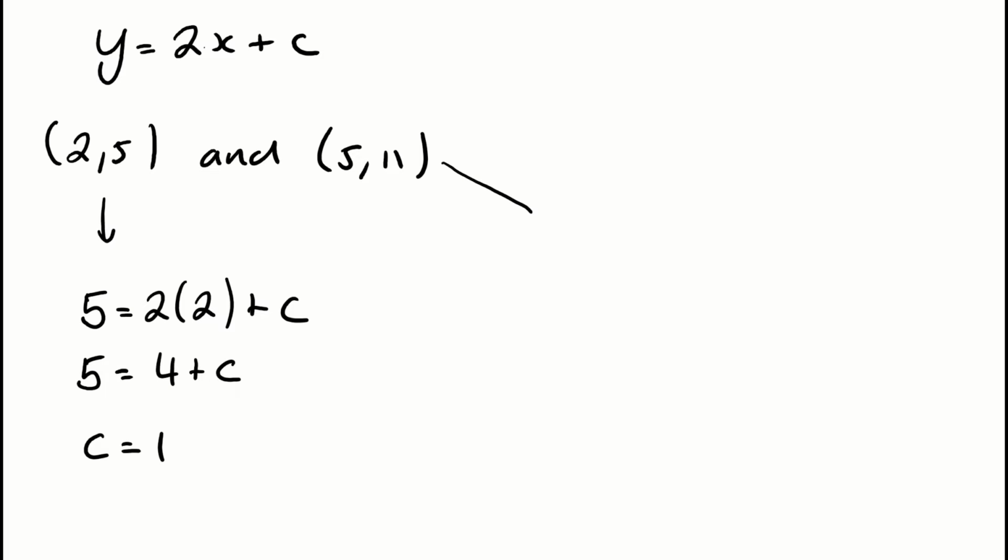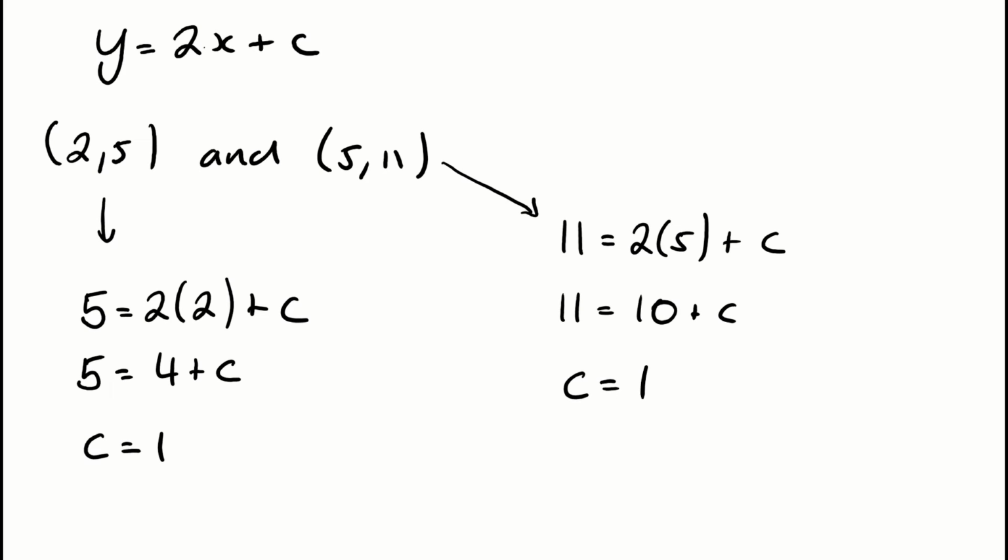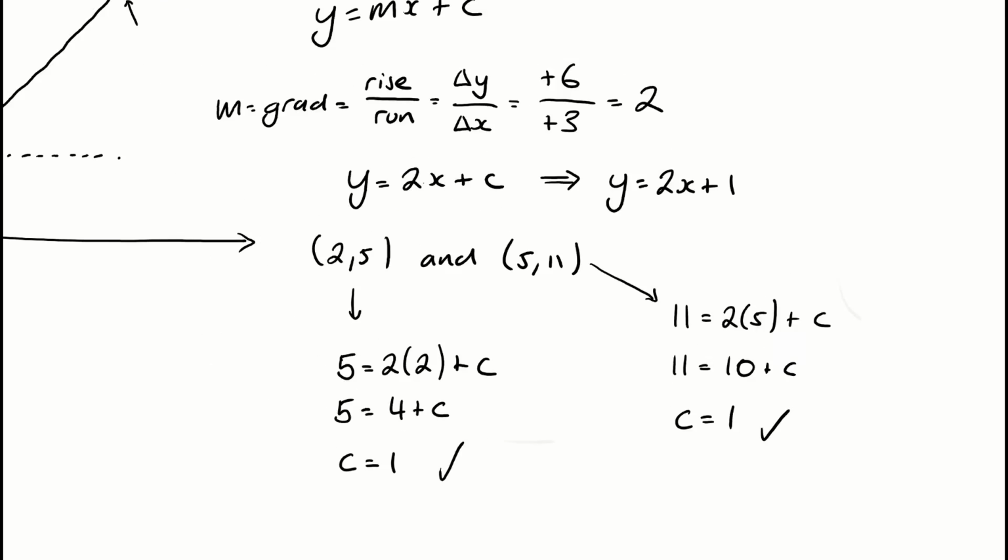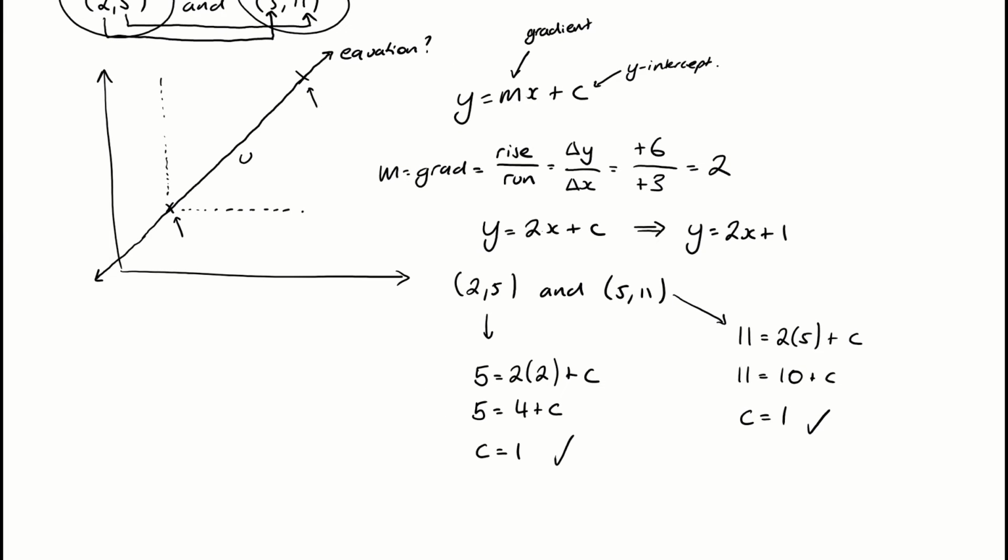Let's see if I get the same answer by putting in this point. So I put in an 11 for my y. And I put in a 5 for my x. And I can solve this equation. 11 is equal to 10 plus c, so c would have to be 1. So I get the same answer, it doesn't matter which point I choose to put in. So the equation of my linear line that goes through those 2 points would be y equals 2x plus 1. Okay, so the equation of this linear line here is y equals 2x plus 1.